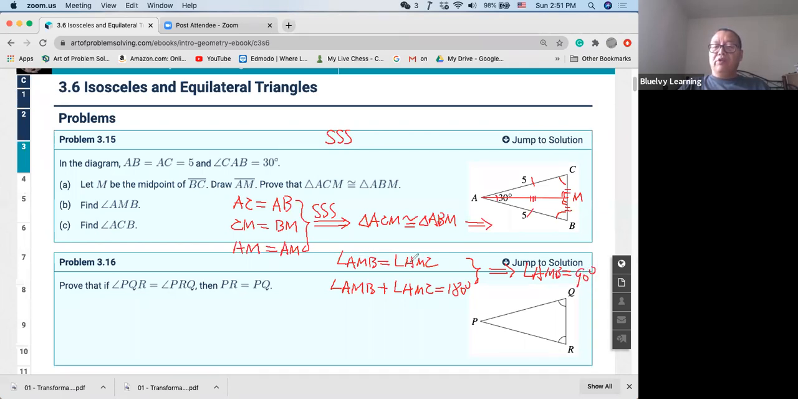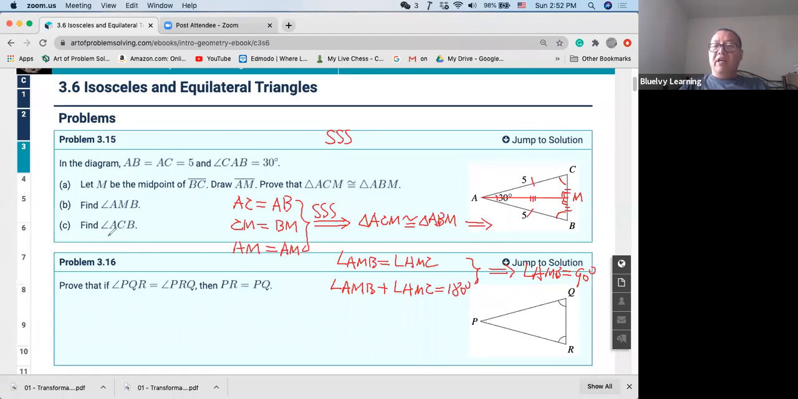Then you combine these two conditions together. You can plug this one in to replace this, then you get 2 times angle AMB equals 180 degrees. So that means angle AMB equals 90 degrees. So we got this one equals 90 degrees.